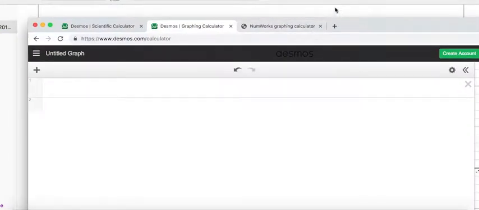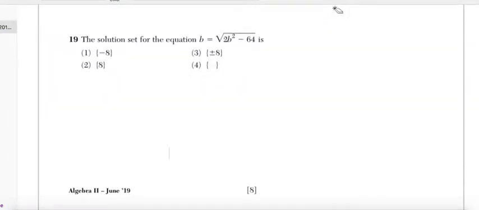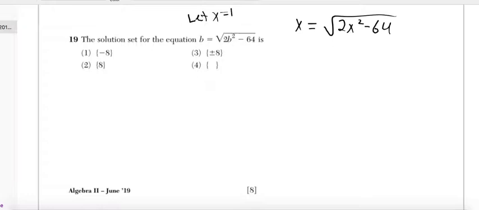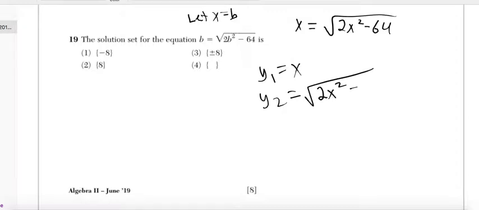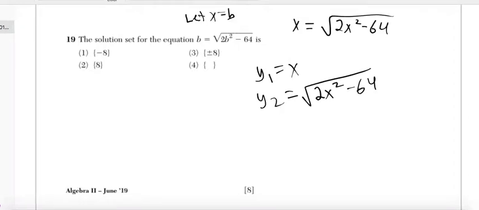One is if I replace the b with x, right? Let's say that I want to find out when x is equal to the square root of 2x squared minus 64, right? So let x equal b, basically so that I could enter it in the calculator. I could graph the equations and look for the point of intersection. We have y1 equals x and y2 is equal to this one, right? And I just want the x coordinate of the point of intersection.